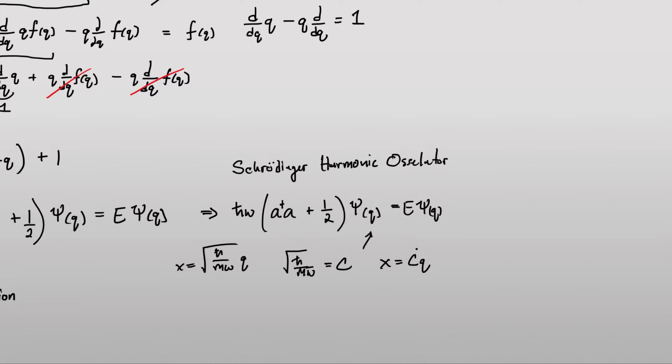And c is just a constant. It's a very small constant. And we can kind of think of this as quantizing, because Planck's constant already is super small. We take the square root of that, and this is really small. So we could think of x, this position variable, as shrunk down by this constant, and we define the new variable as q.